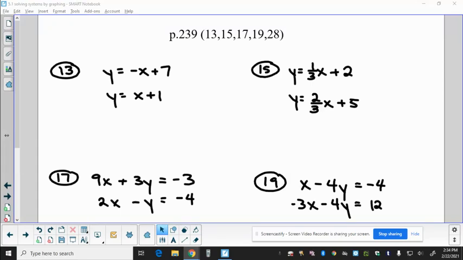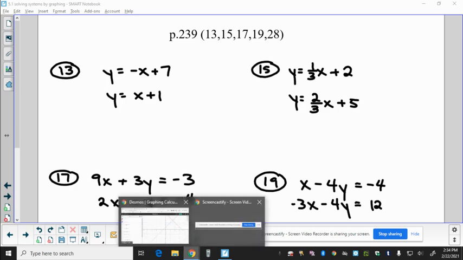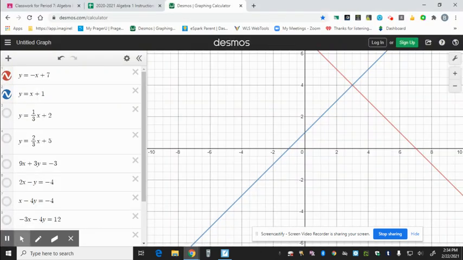Let's take a look at the answers to yesterday's assignment. 13 through 19, all of these can simply be programmed into Desmos. Remember, what we are looking for is the point of intersection. All right, let's start off with number 13. I've already got these pre-programmed.